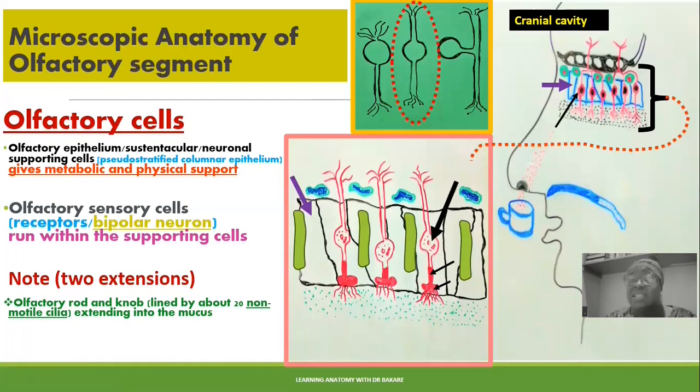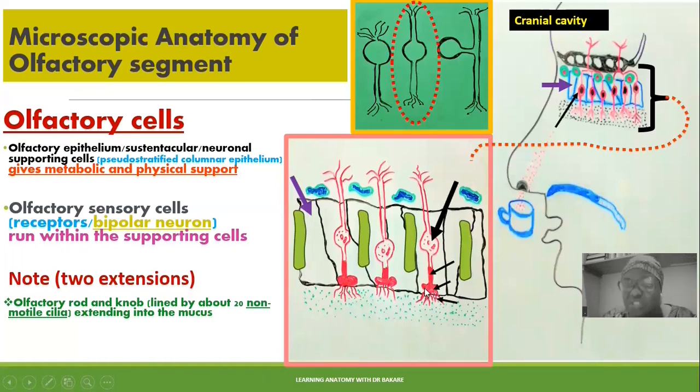These expansions are so created to allow for the lining of the olfactory cilia. These cilia are about 20 in number. They are non-motile cilia, and you see them running along the surface of the olfactory knob. And this is what is highlighted here in black.